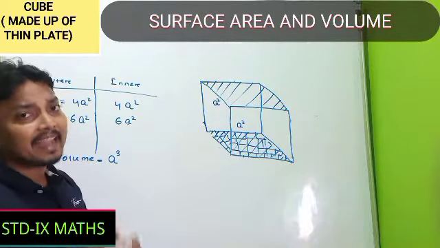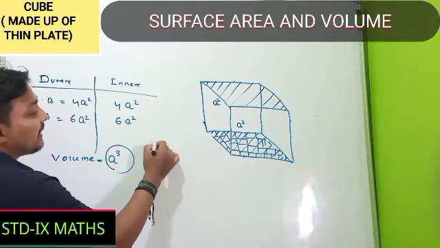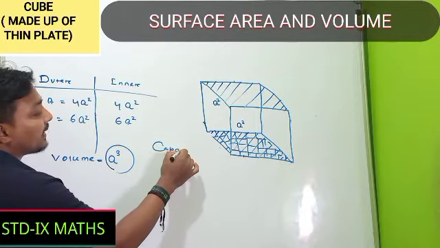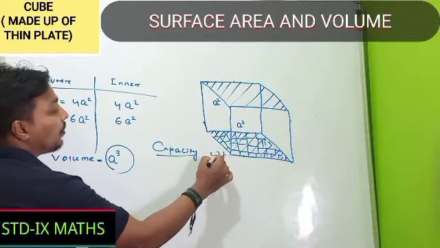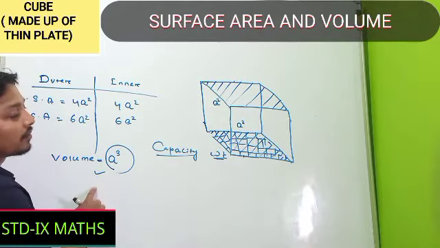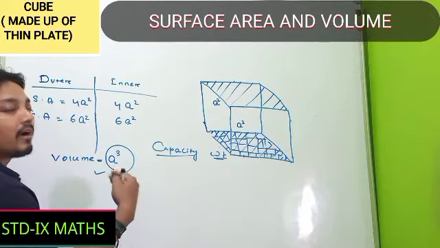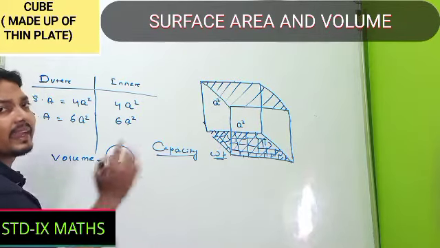How much liquid it can hold. Remember, capacity, otherwise weight. To get the capacity, otherwise to find out the weight, our root is always to find out the volume. And capacity means you have to convert it into milliliter, liter, centiliter, deciliter, in that unit.